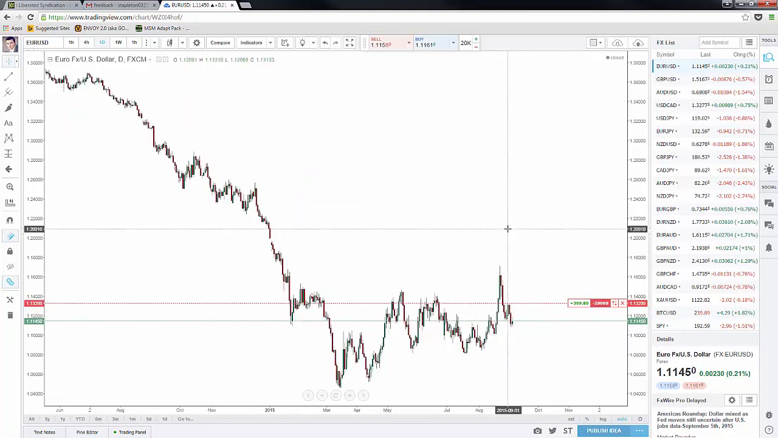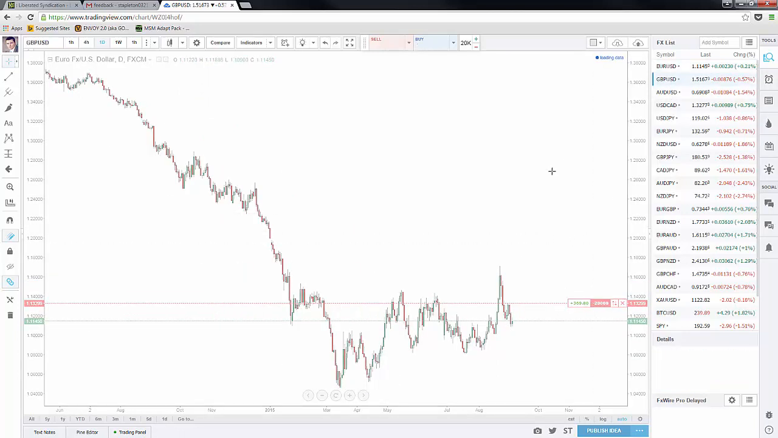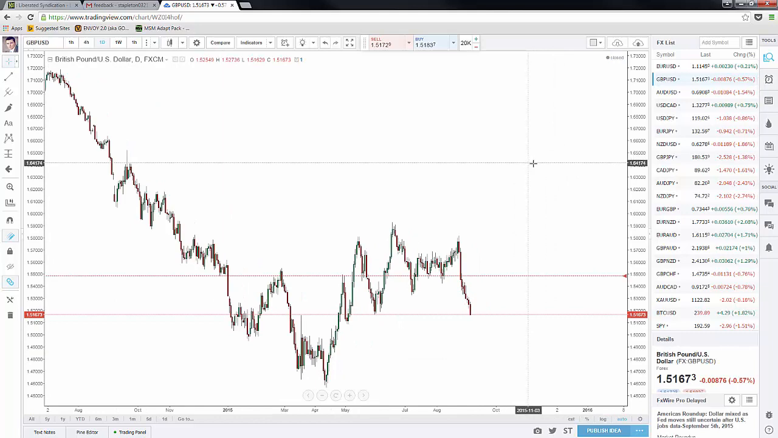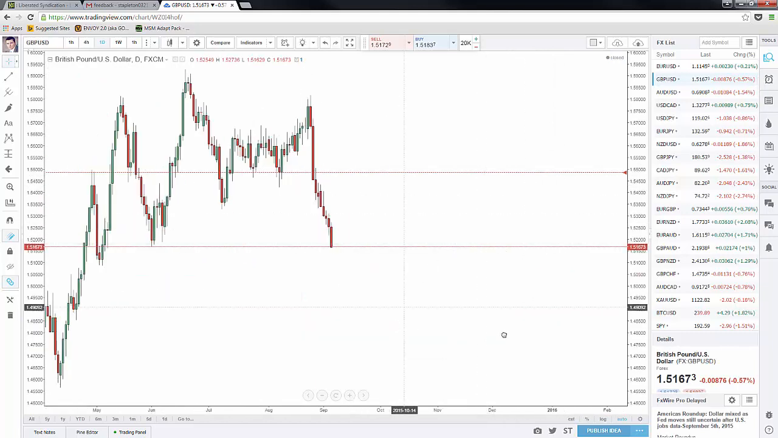But what we want to do, the first thing that I always look for is breaks of structure. So let's come here and let's start drawing this in. And this is why structure is so important.